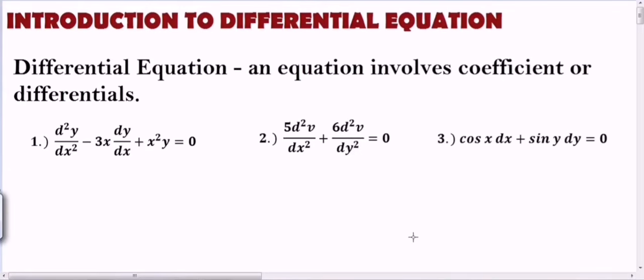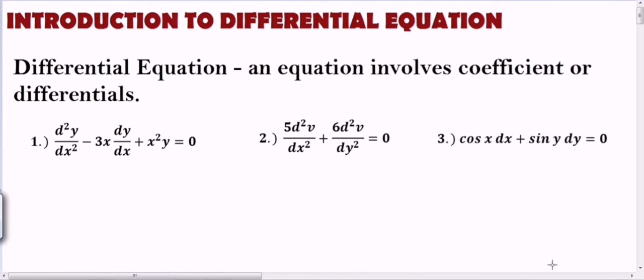Hi everyone, in this video we will be discussing the introduction to differential equation. So let us define first what is differential equation. It is an equation involving coefficients or differentials. So meron akong tatlo ditong examples of differential equation. Now meron tayong tinatawag na dependent at saka independent variable when it comes to differential equation.